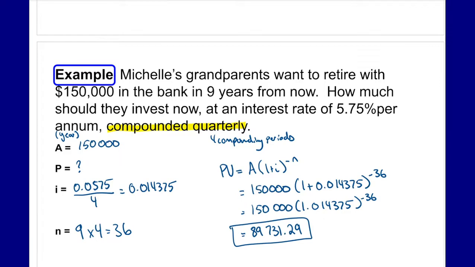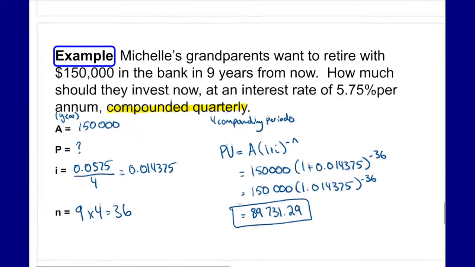So if they wanted to have $150,000 in 9 years, they need to invest close to $90,000 now, which isn't too bad because you're making almost $60,000 in interest over 9 years. So if you could find that rate and save at that, that's not a bad increase in your investment.